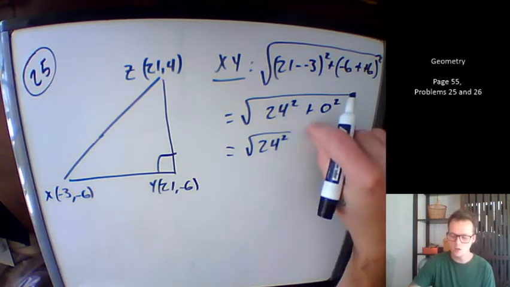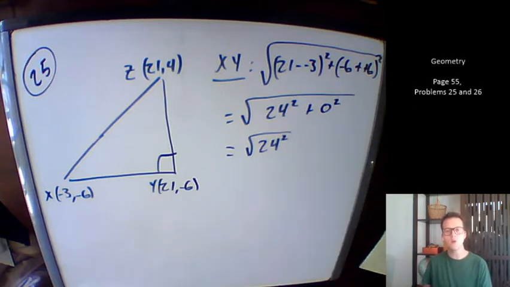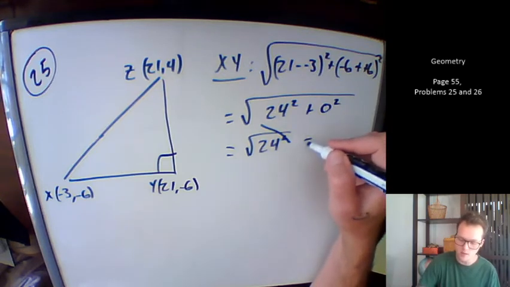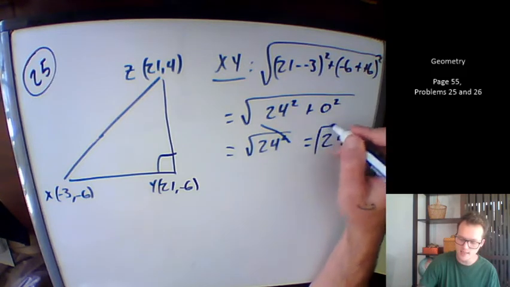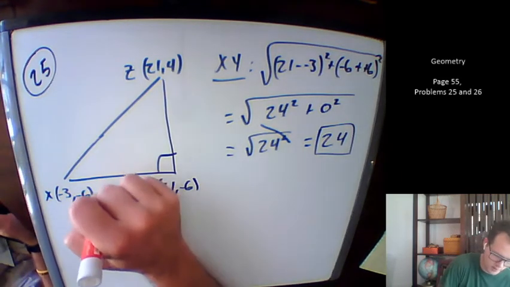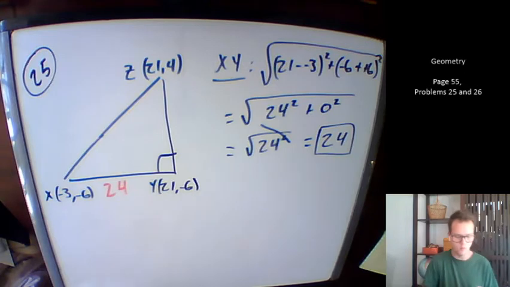And if you recall, square rooting and squaring are inverse operations. It's kind of like how multiplication and division are opposites of one another. They cancel each other out. The same thing is true here. So the square and the square root are going to go away, and we learn that this has a distance of 24. So let's capture that. Let's get it written in so we don't lose it. So this distance here, XY, is 24.